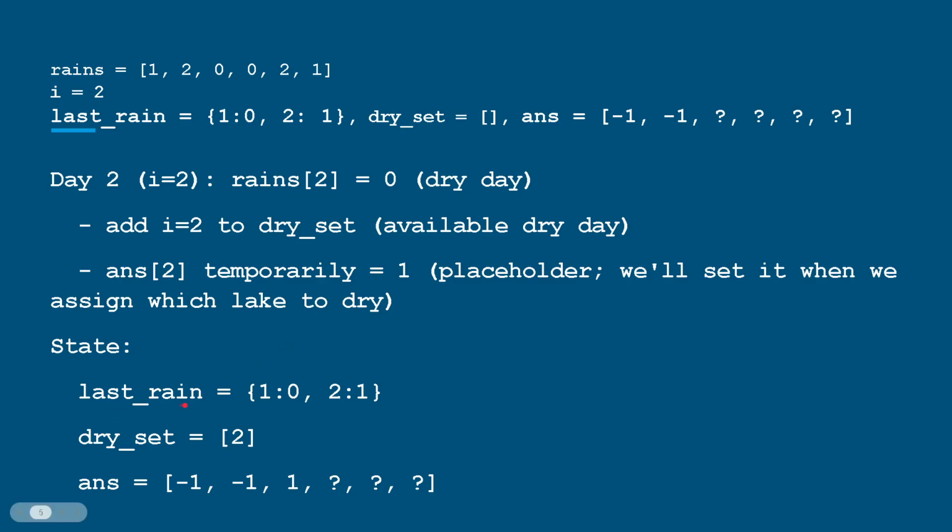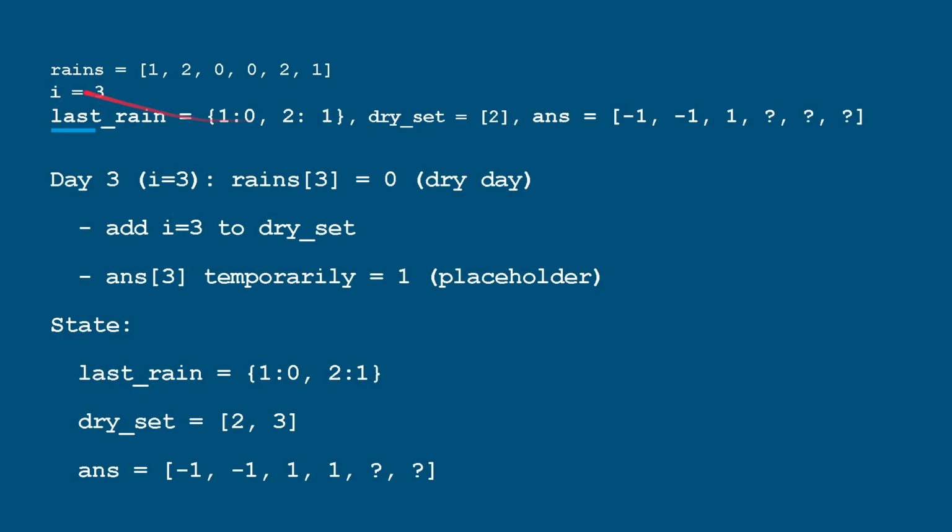So we'll say okay, last rain, we'll say 1021, and we have the dry set, which means we can use this one, okay, as a 2. So we'll say okay, dry set we have updated as true, because this is day 2, we can say we have it available in case the next rain is coming, right? So we'll use this one, okay, to dry the lake.